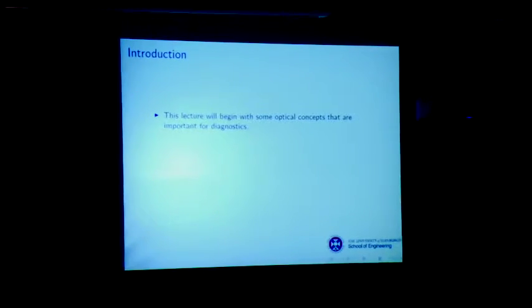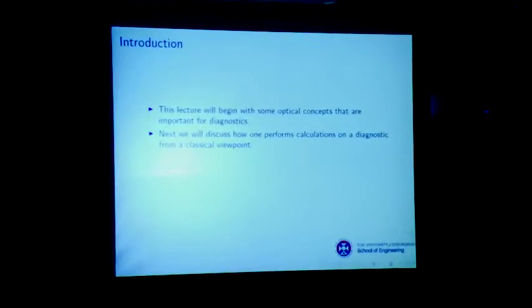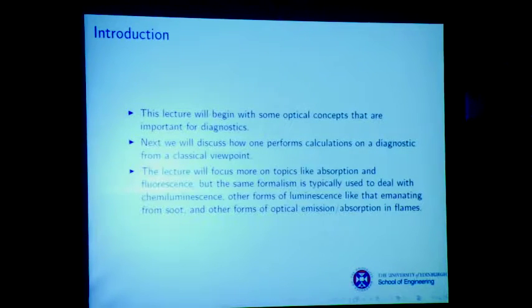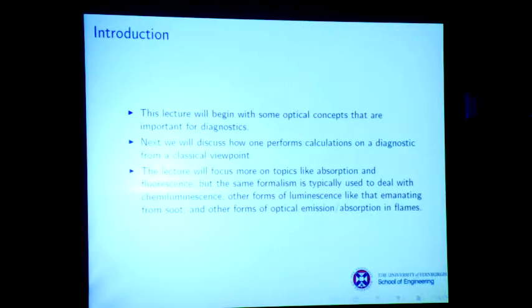So we're going to talk about some optical concepts that are important for diagnostics, and then we're going to show how you can perform calculation on diagnostics from a classical viewpoint. We're going to talk more about absorption and fluorescence, because we can use the same formalism to talk about chemiluminescence or, like I said, soot, for example. We won't talk about that, but this same formalism can include those if you wish.